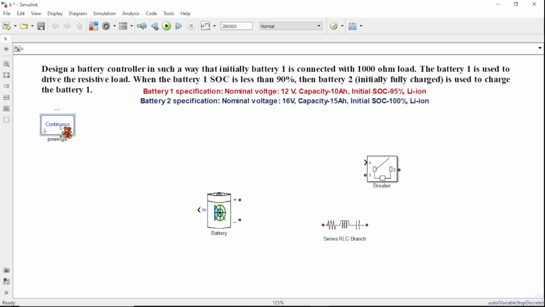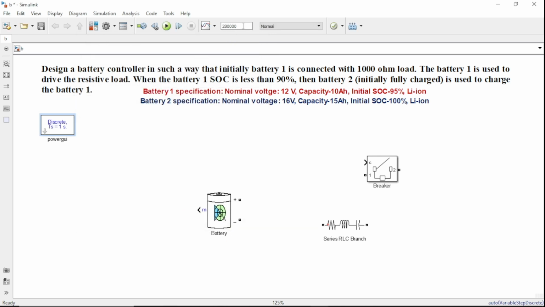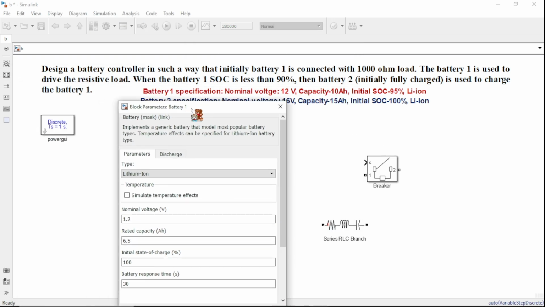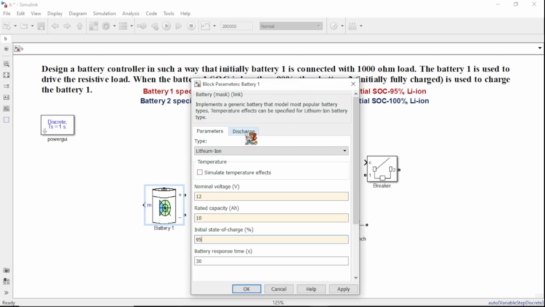So the powergui I am taking as discrete, and its sampling time I consider as 1 second. Here I already set the timing. I consider this battery as battery 1 and I just input the specification of the battery. Here you can see it is already written that nominal voltage is 12 volt, capacity is 10 ampere hour, and the initial SOC is 95%. All the calculation is already done, so I am applying.